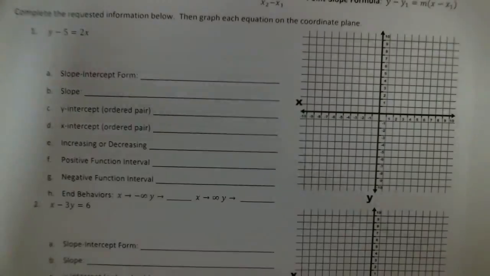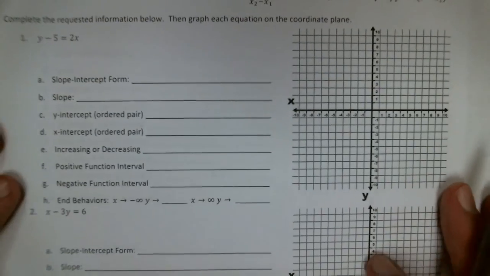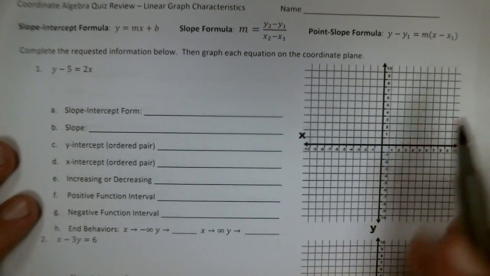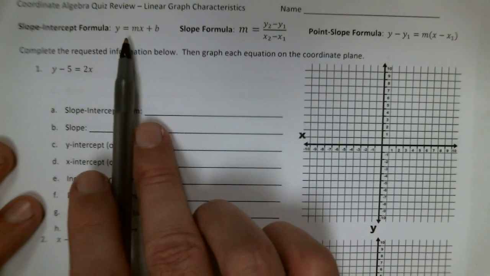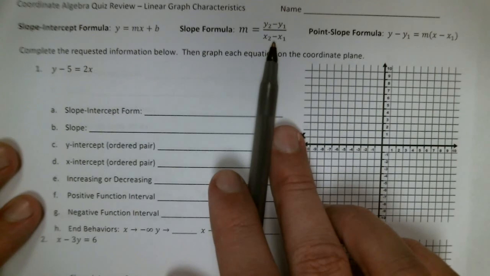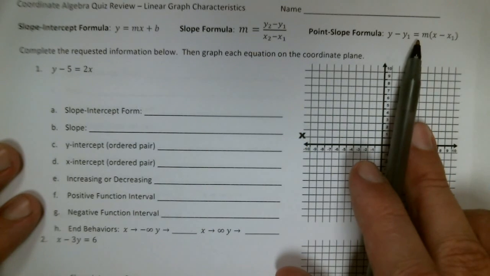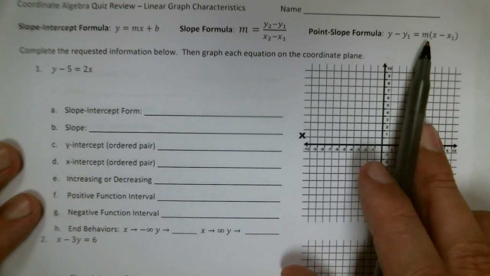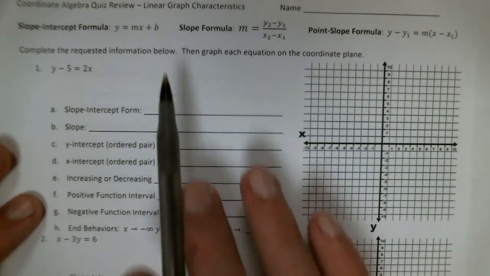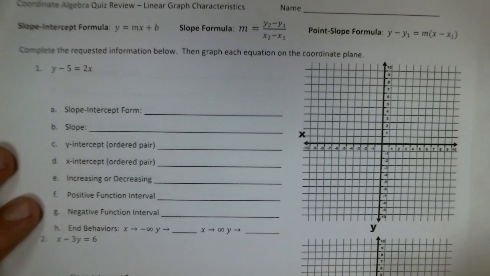All right, so let's go back and start to work through some of these problems. On this quiz review, I've given you the formulas at the top: slope-intercept, y = mx + b; slope formula, (y2 - y1) over (x2 - x1); point-slope, y - y1 = m(x - x1), because in a couple of these problems we're going to have to rearrange our equation to get it in a form where we can start looking at some of these intervals.